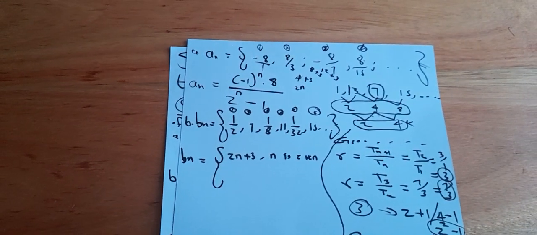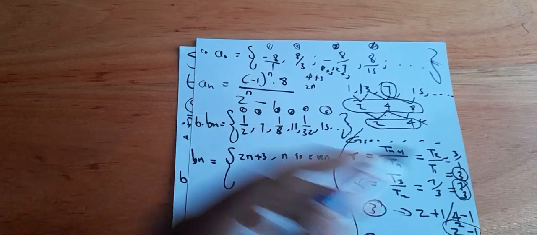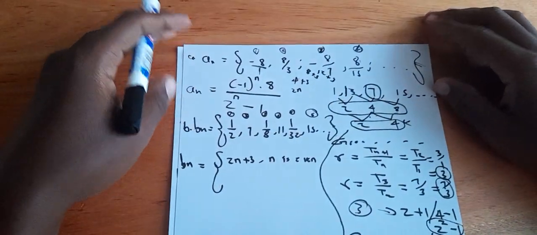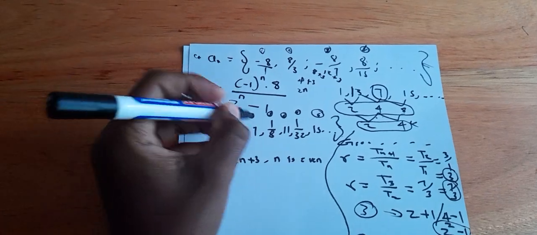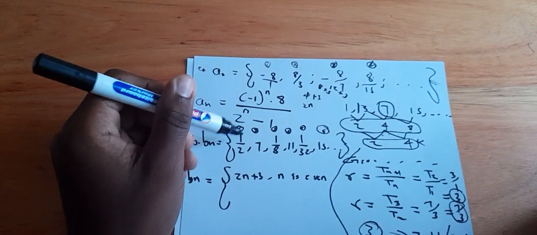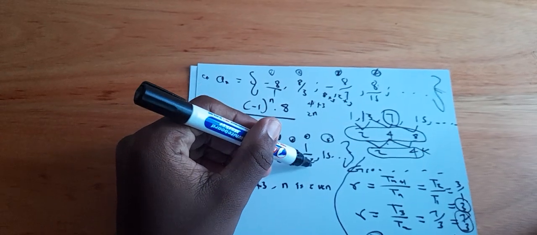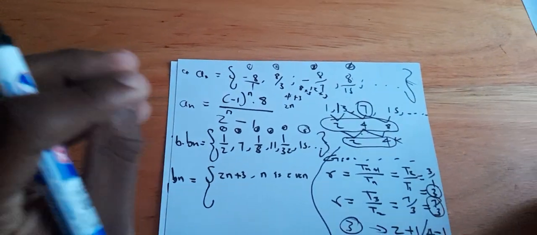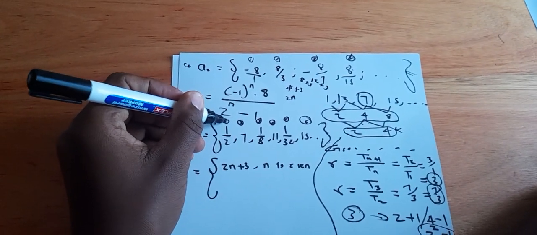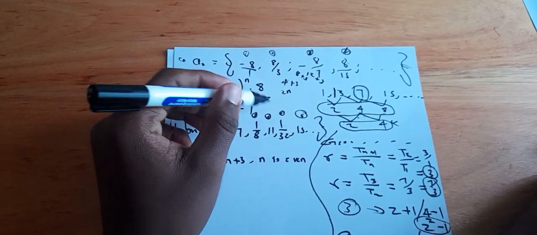Now let's focus on the denominator. We have 1 over 2, 1 over 8, 1 over 32. When we focus on odd terms, the denominator and odd numbers sometimes are confusing. So 1 over 2 on the first term, 1 over 8, 1 over 32 is the set of odd terms. 1 over 2 is term 1, 1 over 8 is term 3, 1 over 32 is term 5.